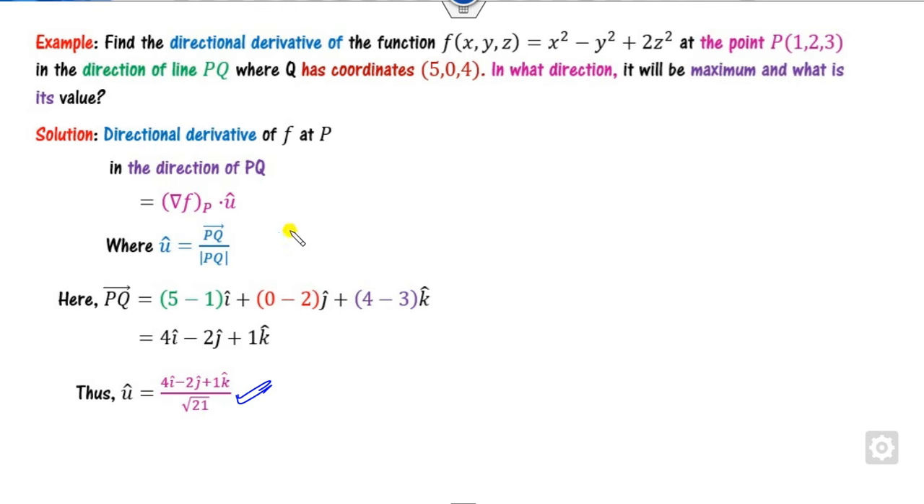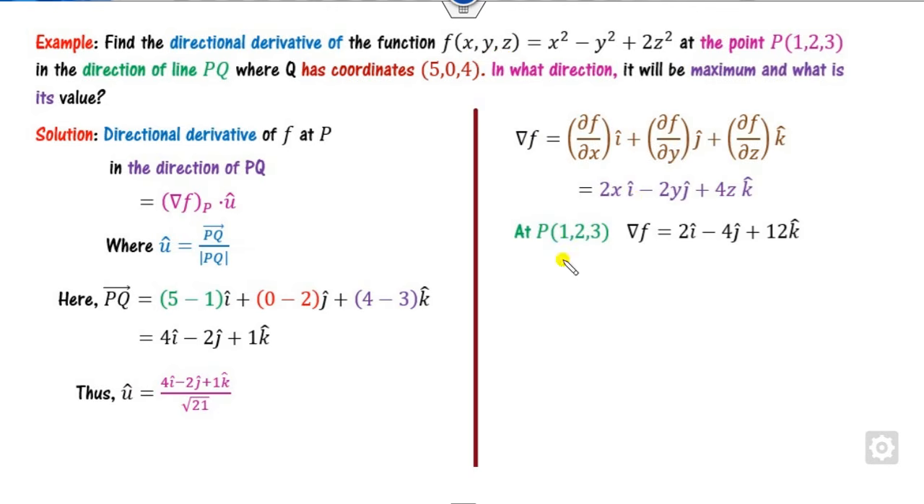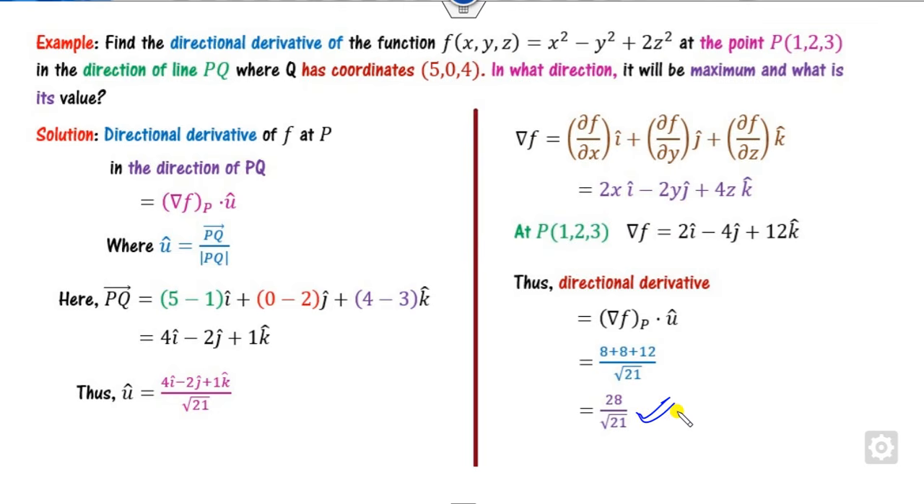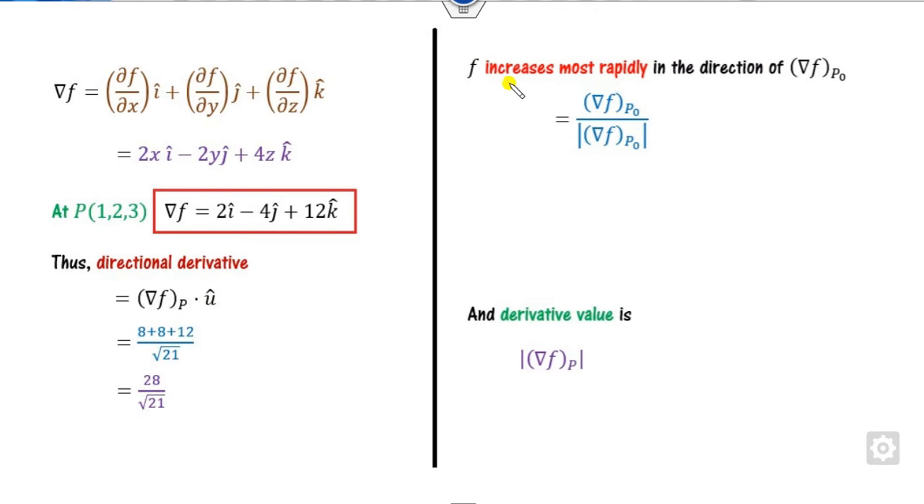Now once you know the u cap, your target is to find the gradient of f. It is 3 dimensional, so you can write it in this manner. At this point P, you can find this value. So you have this value and you have this value, you can multiply them, and you will get the directional derivative. Also, the second part is in what direction it will be maximum. We have seen that the direction of the maximum is the gradient. So f increases most rapidly in the direction of the gradient. If they are talking about the decrease, we will see that in the next example.